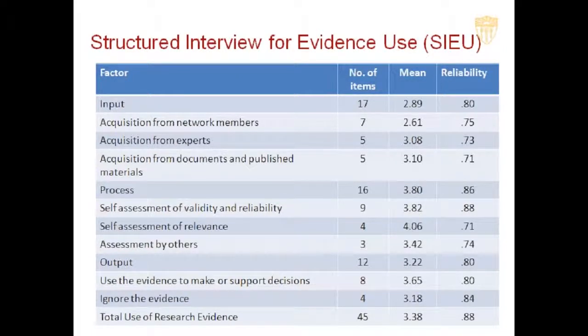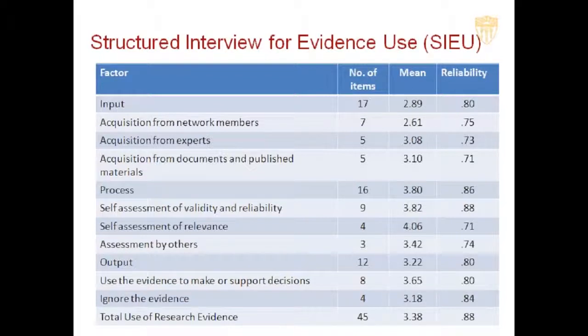So the SIEU has three major subscales: input, or where information comes from; process, or how it's evaluated; and output, or how it's applied. And as you can see from this scale, the input in turn has three subscales: whether information is acquired from other network members, whether it's acquired from experts at conferences and workshops, or whether it's acquired from documents or published materials like the internet.